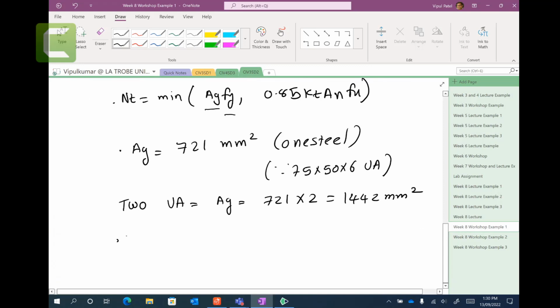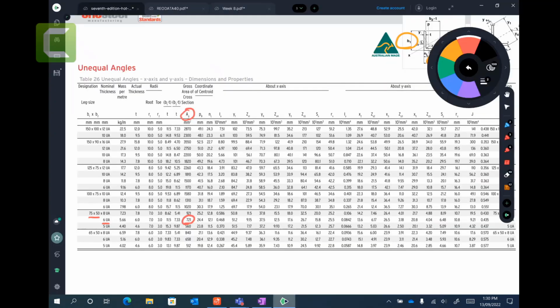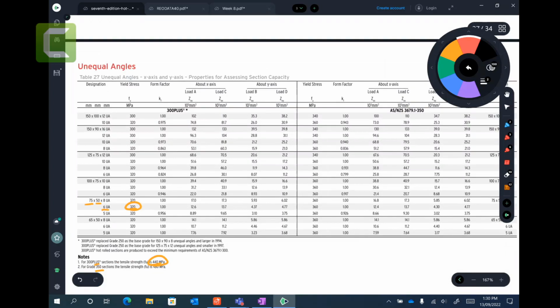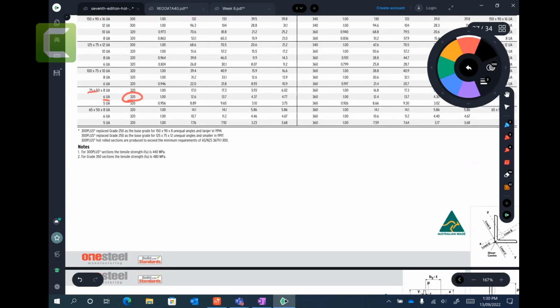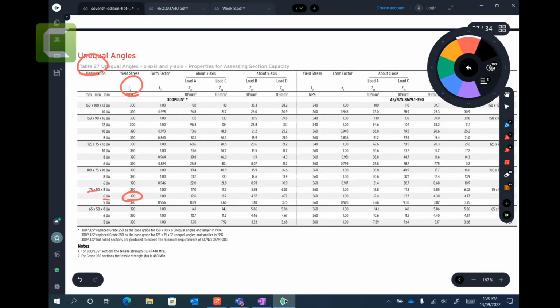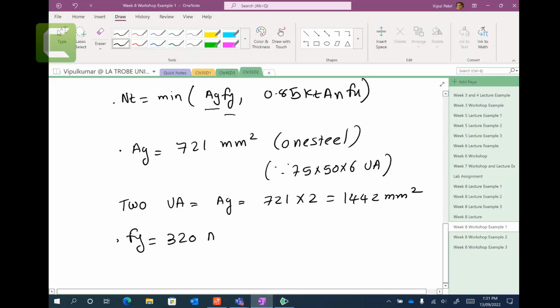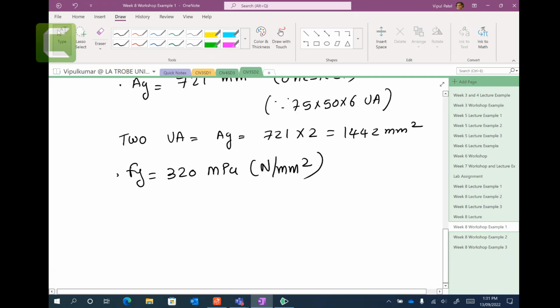Now Fy, which is the yield strength, we can go back here. Here you go, 75, 50, 6, and the yield strength is 320 from table 27 of the steel tables. So 320 megapascals, or you can say Newton per millimeter square. Right. So option number 1, yielding.